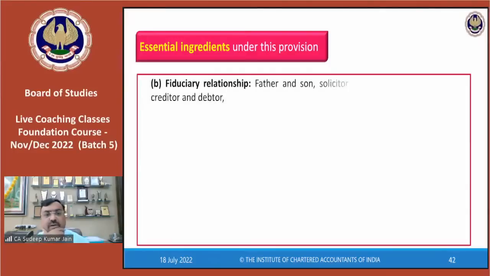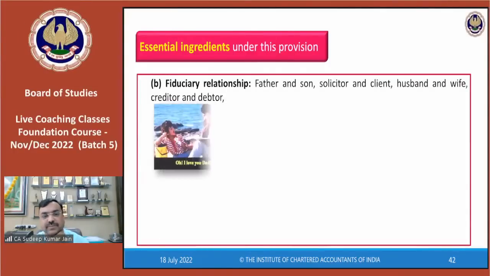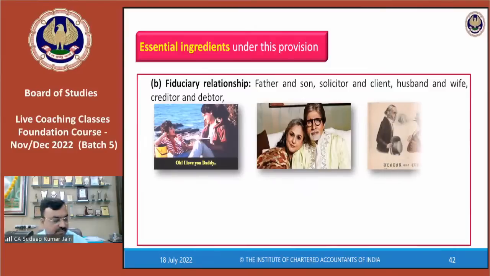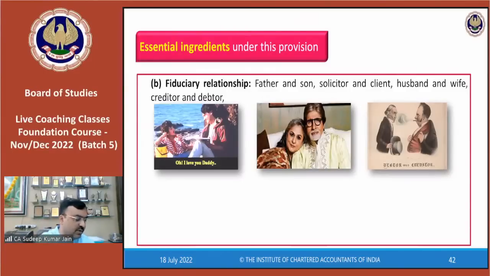Next point, fiduciary relationship. Fiduciary relationship means a relationship of trust, belief. Like father and son, solicitor and client, so it means advocate, husband and wife, creditor and debtor.